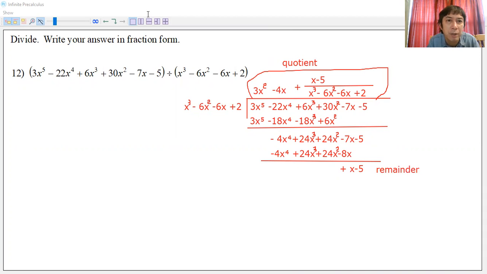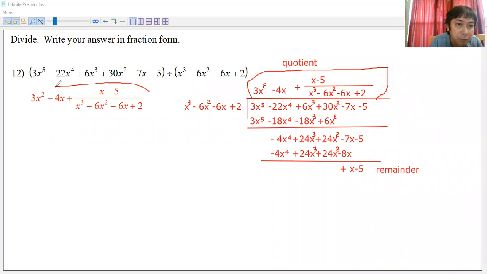Okay, let us examine our answer. 3x squared minus 4x plus x minus 5 over the divisor. All right, so we have here confirmation from the computer. This is the correct quotient. Yeah, our answer is, of course, the same as the computer. All right, so that goes to our 12.